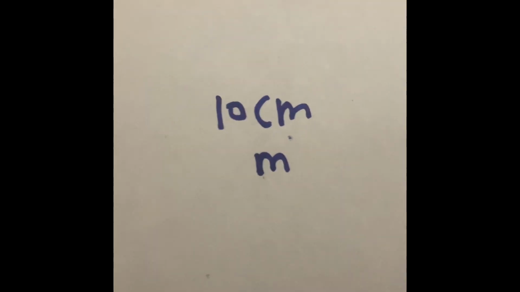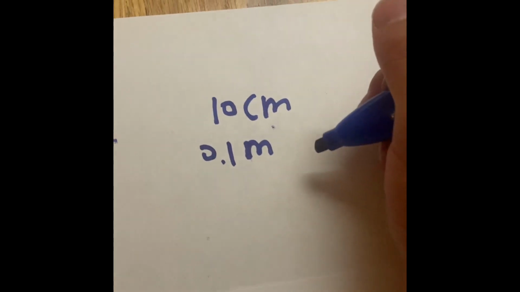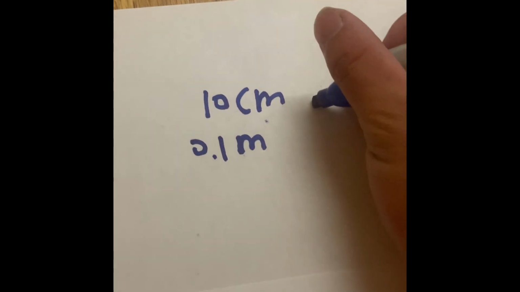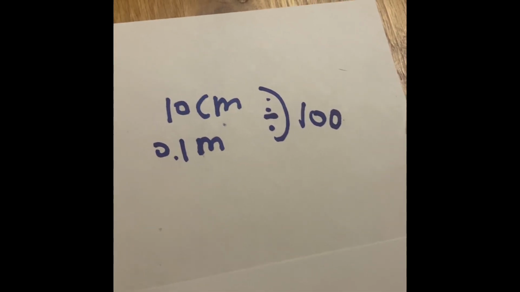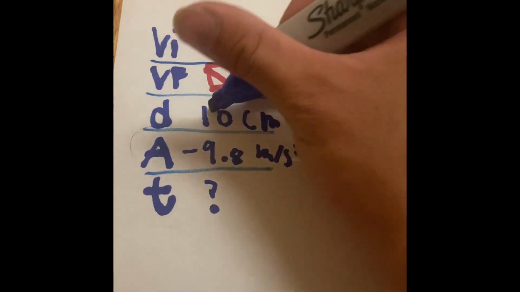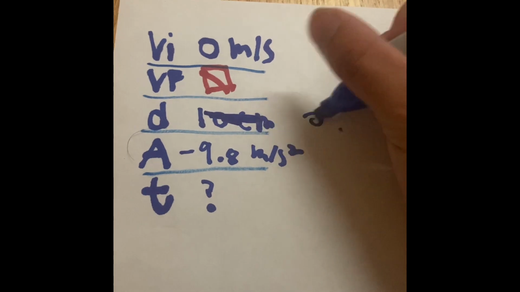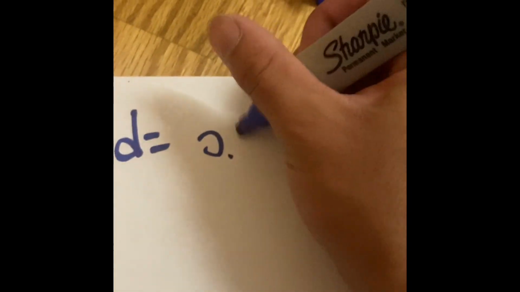So 10 centimeters in meters is 0.1 meters, and that is because we have to divide that by 100. That is all part of the metric system, which will be in another video. So now we have everything in meters. No more 10 centimeters. Now it's just 0.1 meters. So what we have to do is put it right here. 0.1 meters.